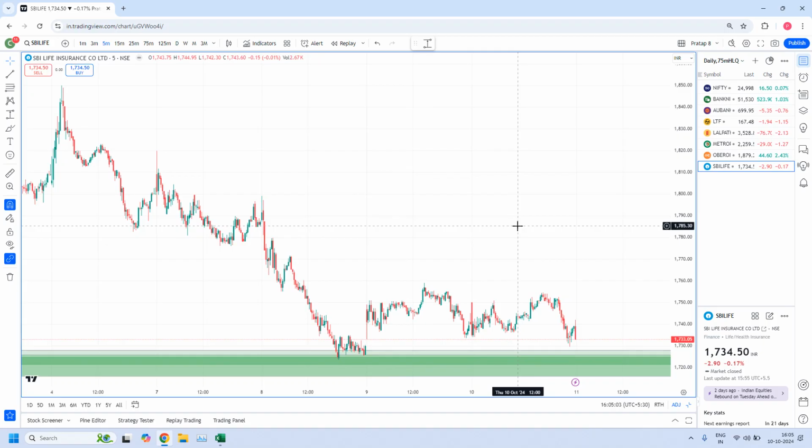So this is about the high liquidity zones and how we fine-tuned them. Hope this information will be useful to you.